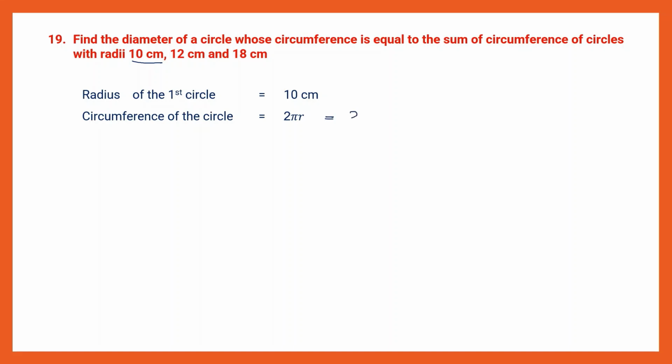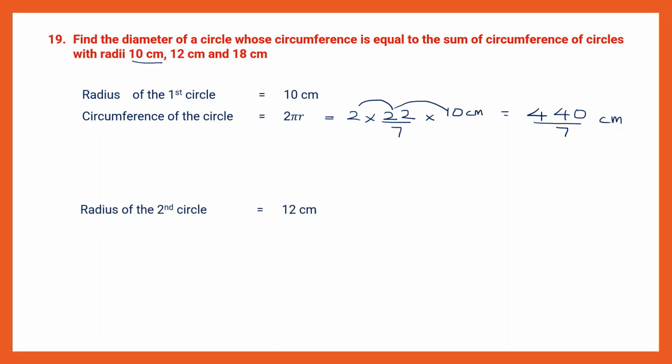That means 2 into pi, which is 22 by 7, into r. And how much is r? R is 10 centimeters. So now we have to multiply this. Now again, there's nothing to cancel. So let's multiply 2 into 22 is 44. 44 into 10. That's easy, 440 by 7 centimeters. So we have found the circumference of the first circle.